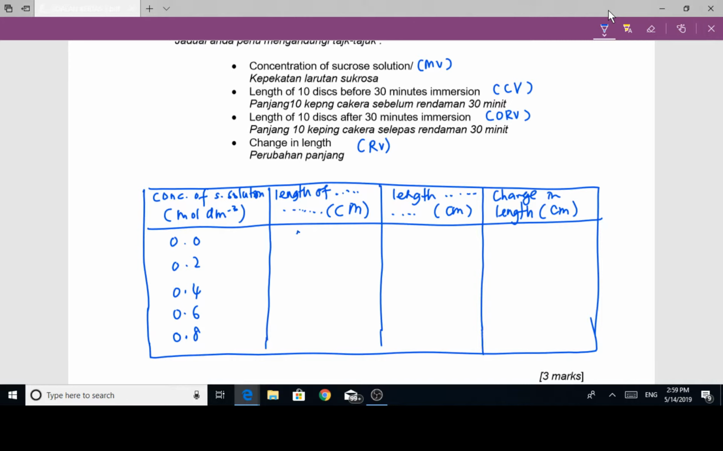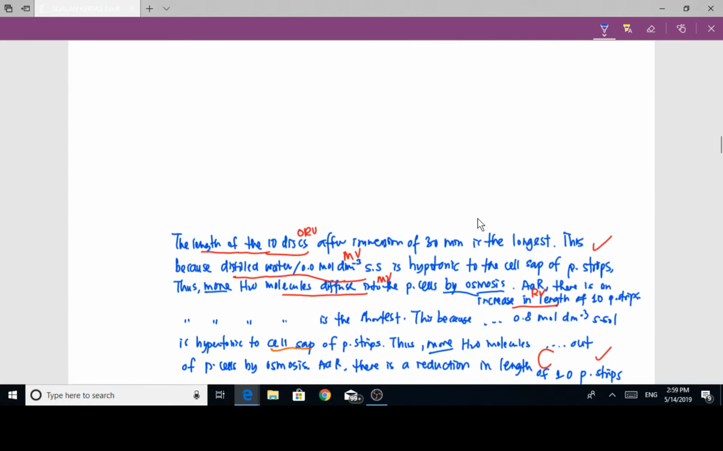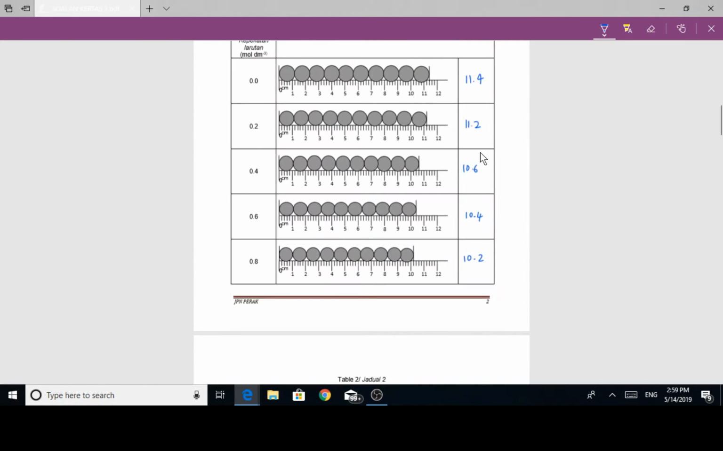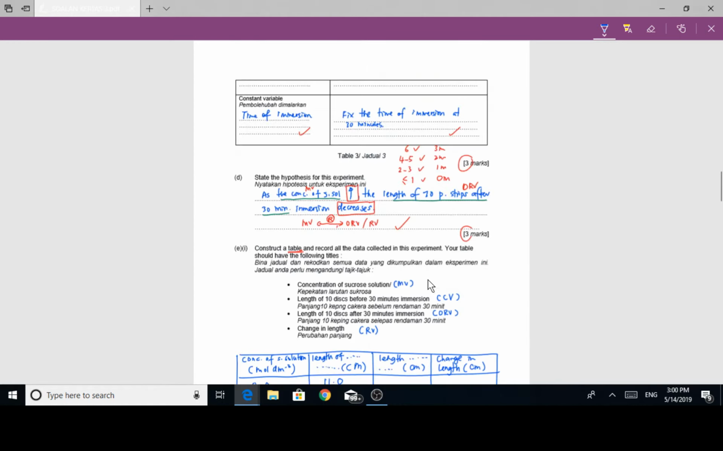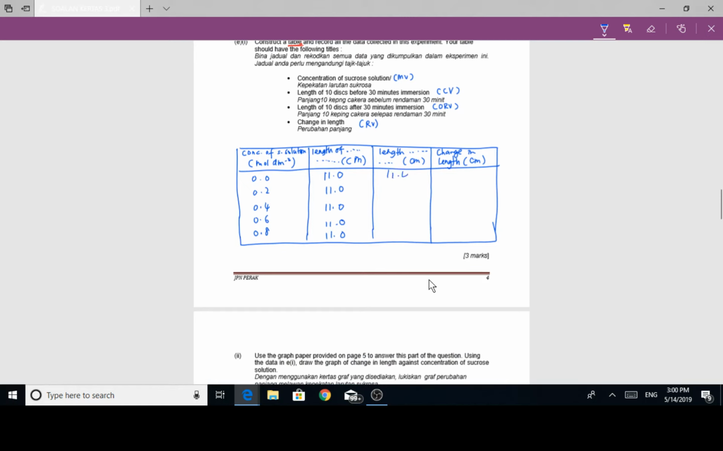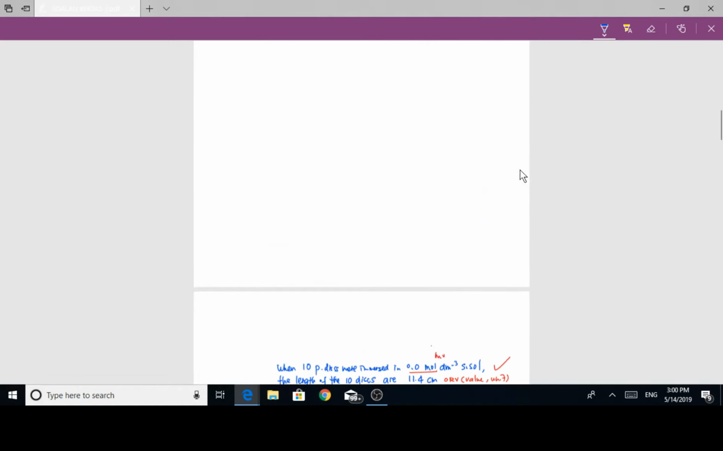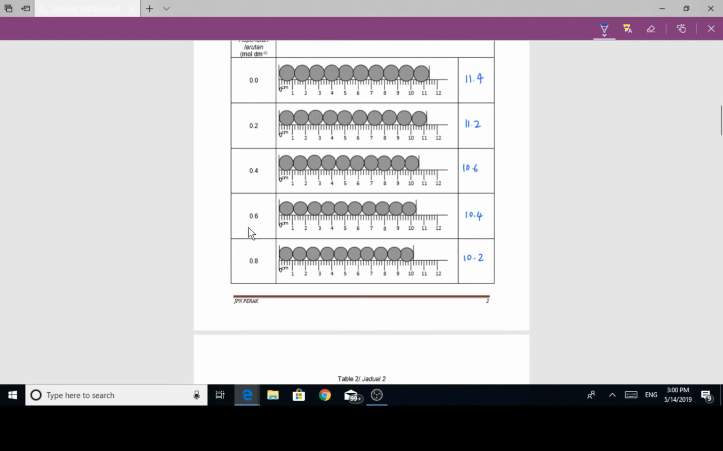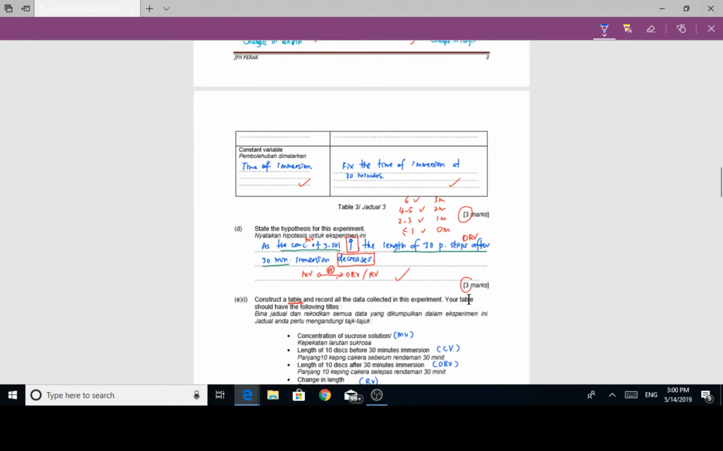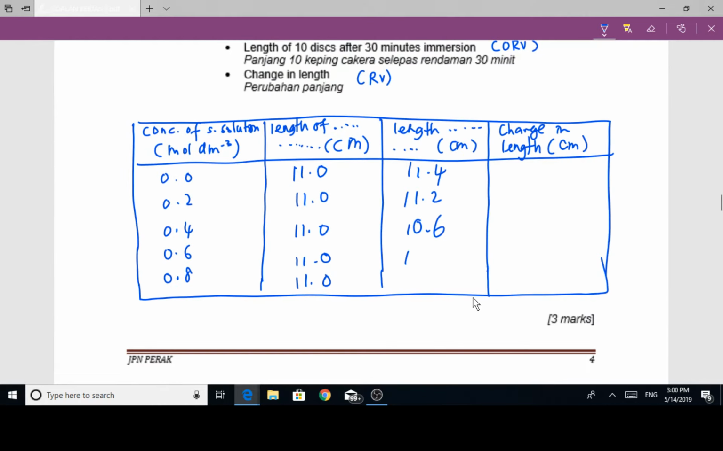Okay, then let's transfer the data from the previous pages. So when it is immersed in distilled water, 11.4, 11.2, 11.4, 11.2, 10.6, 10.6, then 10.4 and 10.2.